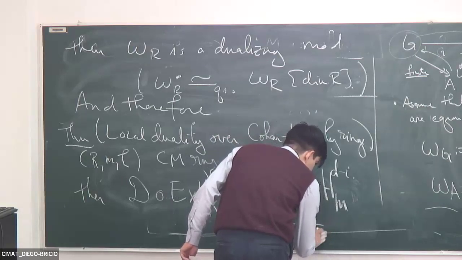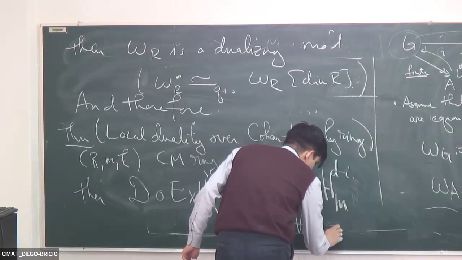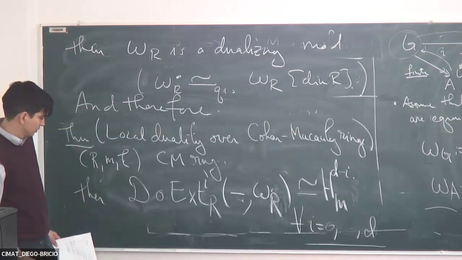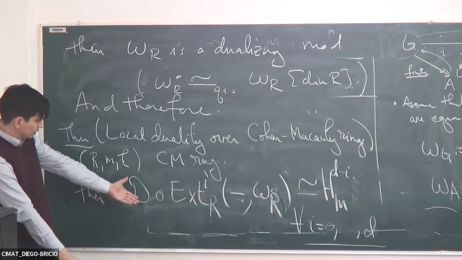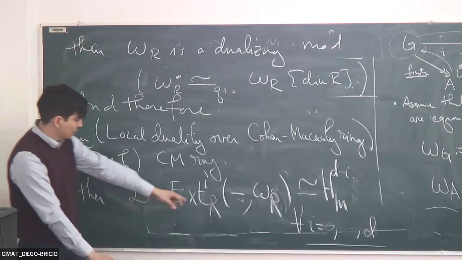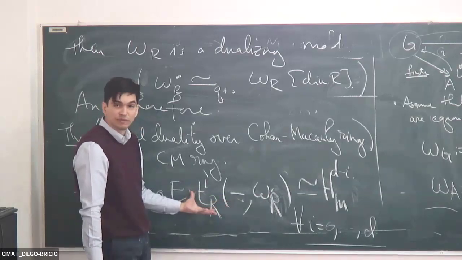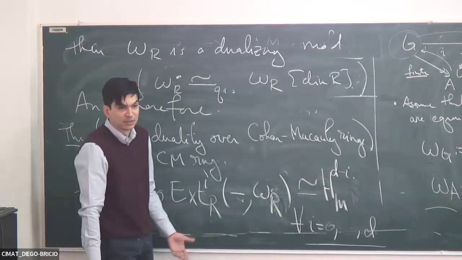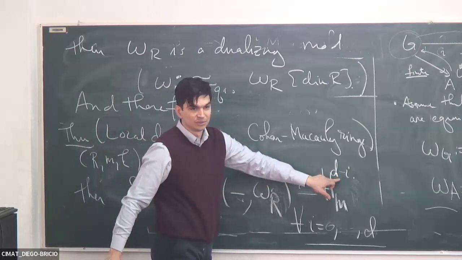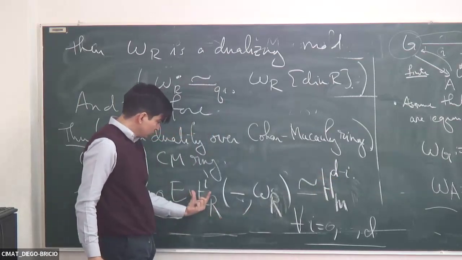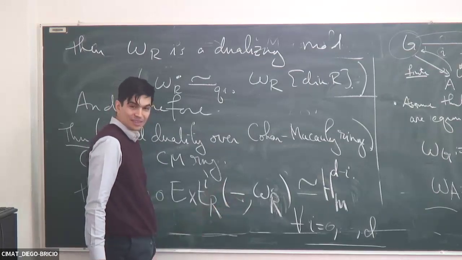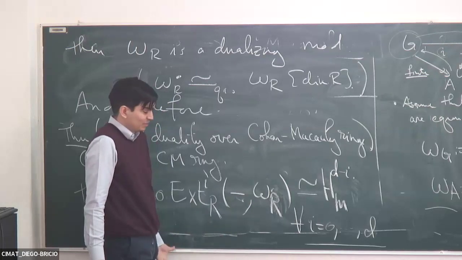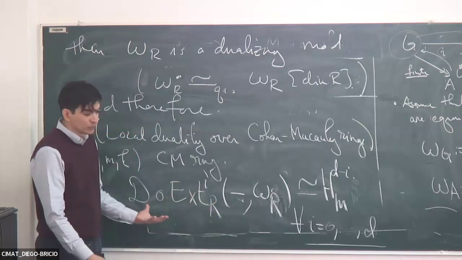For all i equals 0 to d. Okay. That's it. And well, if this is true, you see that your ring has to be Cohen-Macaulay. Because what happens if you put here R? Well, R is projective, so this Ext would vanish for higher i's. And it would force these cohomologies to vanish, except the top one. You see? Because i equals 0 corresponds to d here. So the top local cohomology is dual to omega R, right? It cannot be 0. Top local cohomology is dual to omega R, and omega R is not 0. So you see that for this to hold, your ring has to be Cohen-Macaulay.